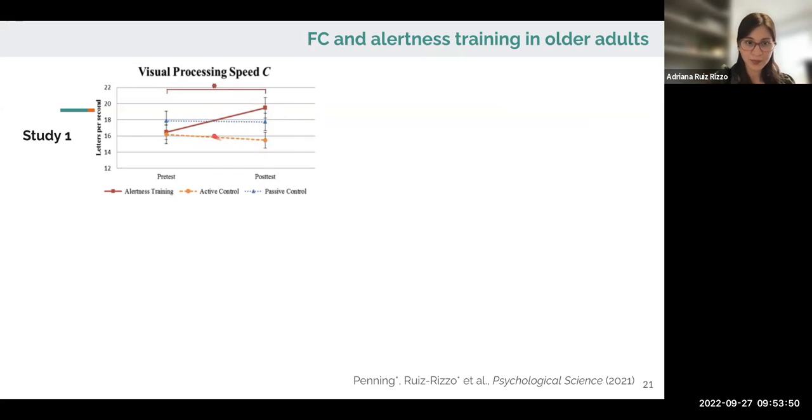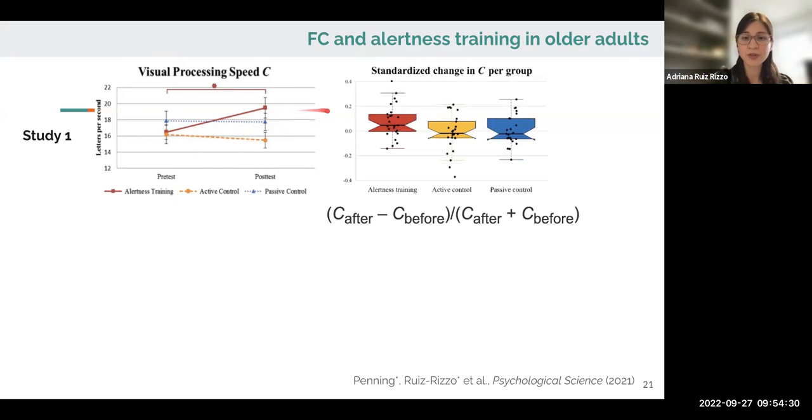What does this tell us? First, the fact that the passive control group didn't improve means that the improvement we observed in the alertness training group was not due just to retest of visual processing speed. The fact that we didn't observe gain in the active control group means that it was not due to any training that we observed this gain in visual processing speed for the alertness training group. In other words, this increase in visual processing speed was actually specific to the alertness training group.